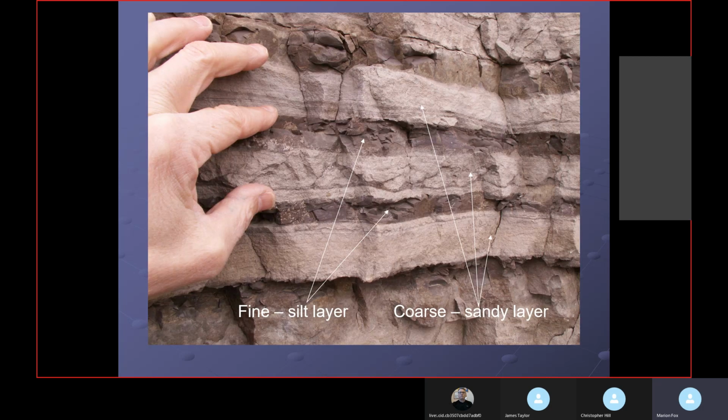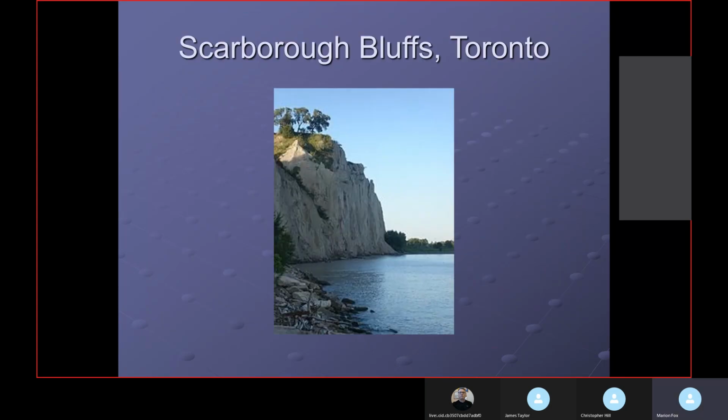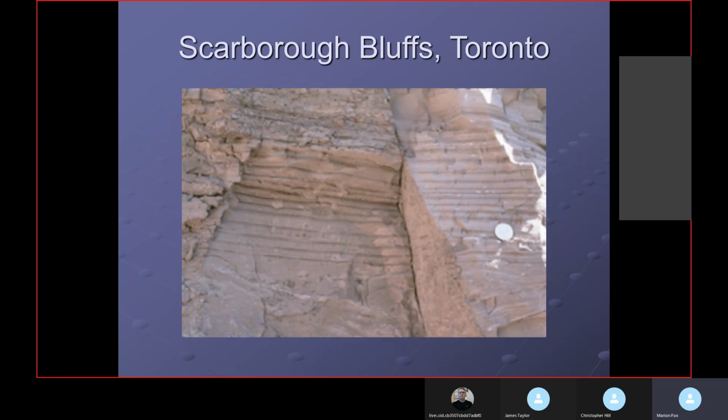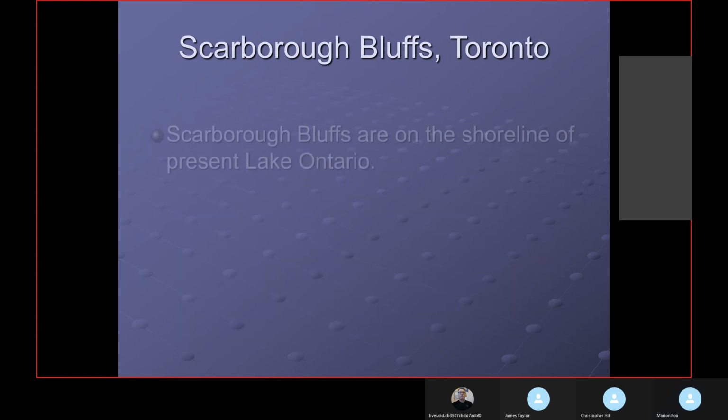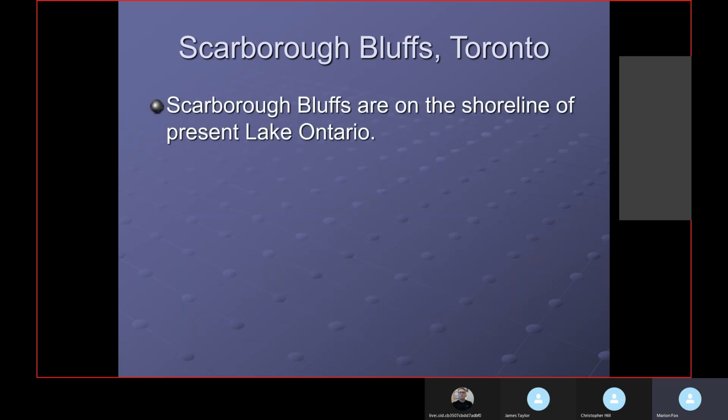So here's your fine silt layer and your coarse sandy layer. And I've got to show them laid out here for us, okay? Scarborough Bluffs in Toronto, Canada. And here's a picture of that, and here's what they look like. Well, how do we know these didn't form during the flood? We just don't have any way of knowing that.